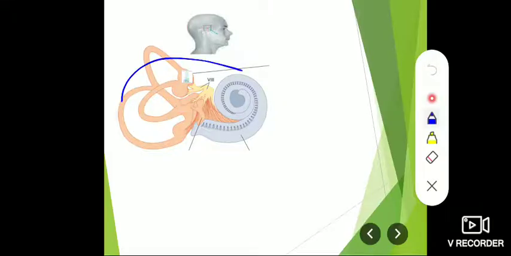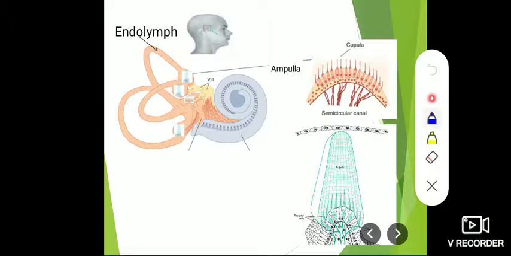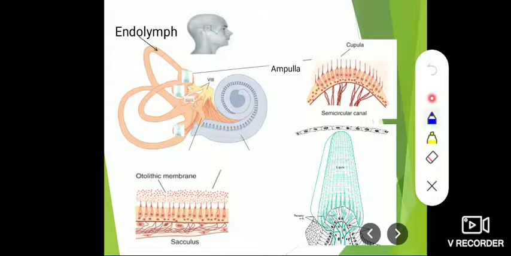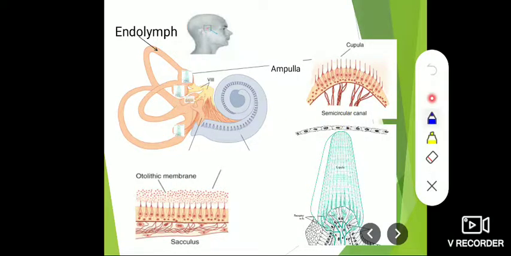So this is the vestibular apparatus, which has different receptors in it. This is the ampulla. I'm going fast here because during our lecture on equilibrium we'll discuss it in detail. So when we are moving the head, this will all move, and because of that there is stimulation.